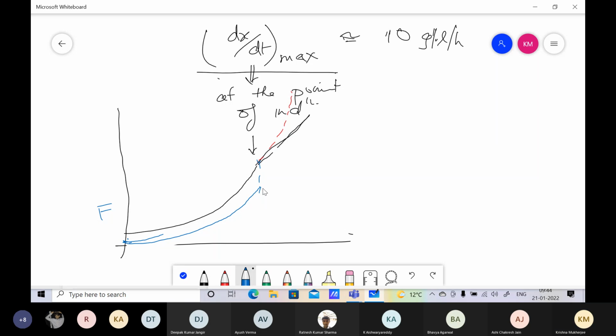Hello? What should F be post induction? Tell me. What is the post-induction feeding profile? The pre-induction feeding profile is exponential.